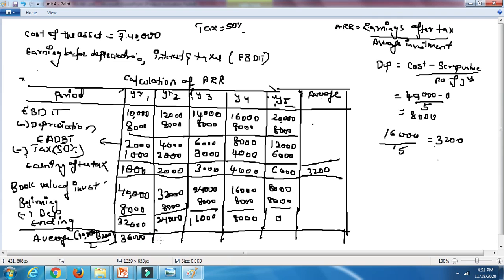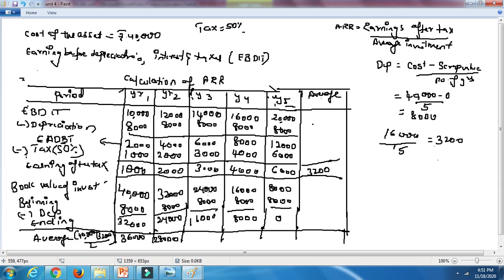Second year, 32,000 plus 24,000, sum 56,000 it will be. So divided by 2, it will be 28,000. I am adding. You need to add all the time. Whenever he asks you this sort, you need to add and take out the average of it. Add beginning plus closing divided by 2 assets.